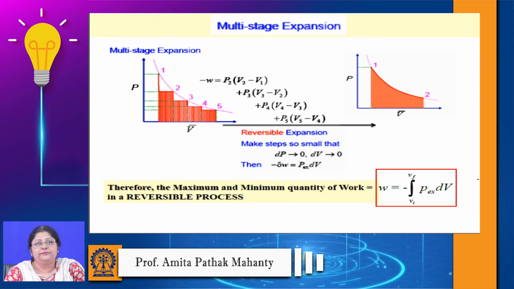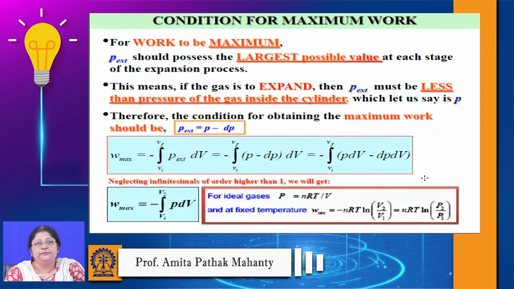So how do we find out? We integrate PdV from V1 to V final. Whenever we want to generate the maximum amount of work, we have to make sure that the P external always has the largest possible value at each step of the expansion. So we are carrying out a multi-step expansion, very minute steps, but for each step, the P external should always possess its highest value in that step. And what is P external? It's the sandbag sitting on the lid.